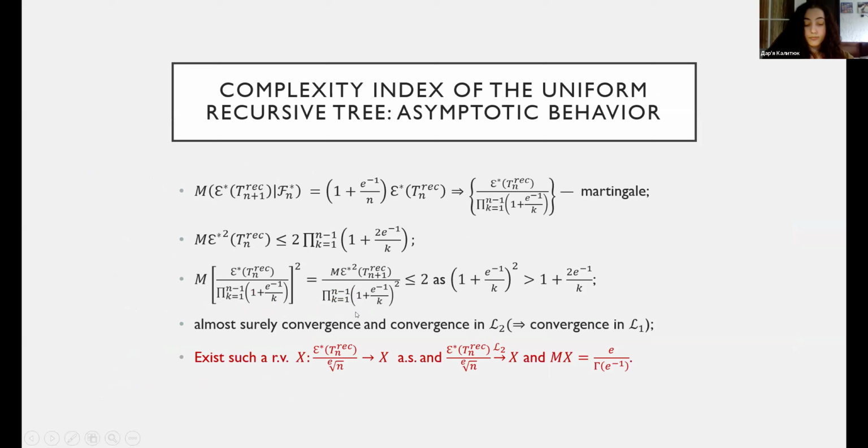And finally, we present a theorem on the asymptotics of the complexity index of a random recursive tree. Firstly, when we derive the formula for the mathematical expectation, we could ensure that the given sequence of random variables forms a so-called martingale.